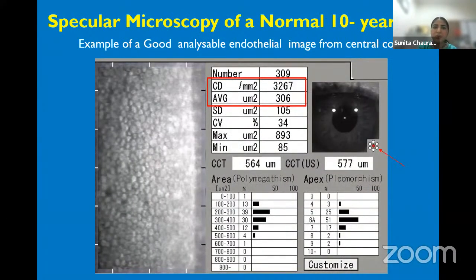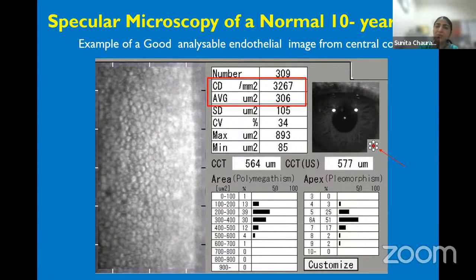This is a specular microscopy of a normal 10-year-old. This is an example of a good analyzed image from the central corneal area. We can see there's a mark over here, the arrow showing the rest. So this is from the central cornea, and these quantitative parameters are reliable because the image is very good. We can make out the dark and white borders clearly. So this is a very good image which is giving a very fair analysis.